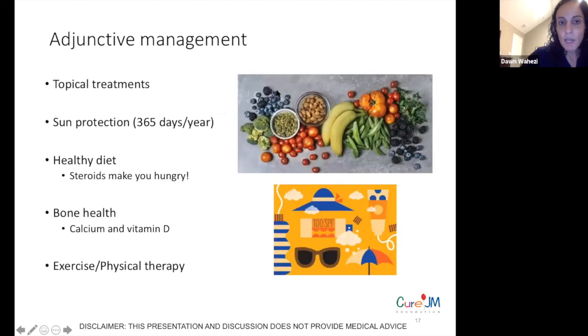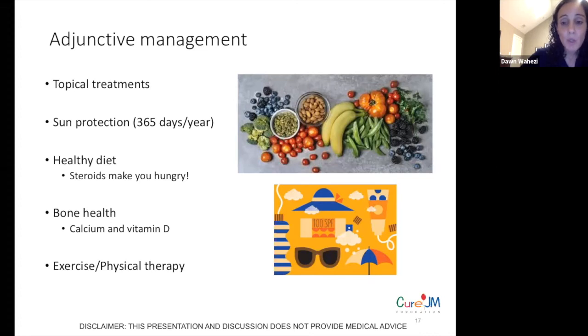There's also adjunctive management that we have to think about. Your child may be on topical treatments. If they have a lot of skin involvement, they may be using topical steroids or things like that. We talk a lot about sun protection, and they really need to be careful as the sun can cause disease flares. They have to wear sunscreen, and we tell them to wear it 365 days a year, even when it's cloudy outside. They should eat a healthy diet. Steroids, like I said, make you very hungry and can cause weight gain, so if the kids are snacking, having them grab for healthier snacks will help mitigate that.